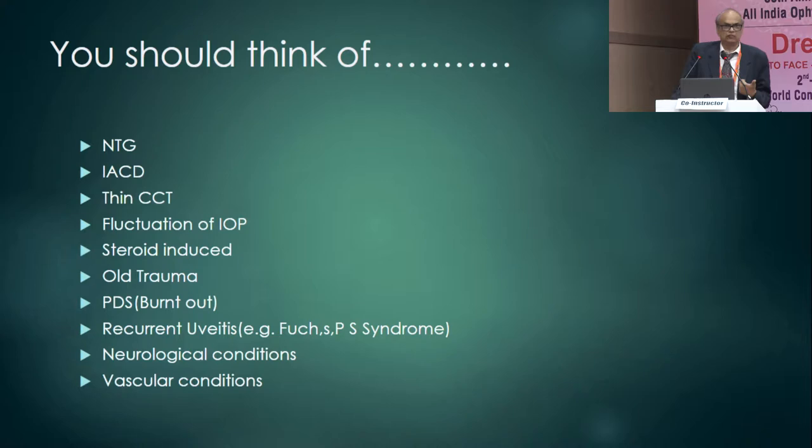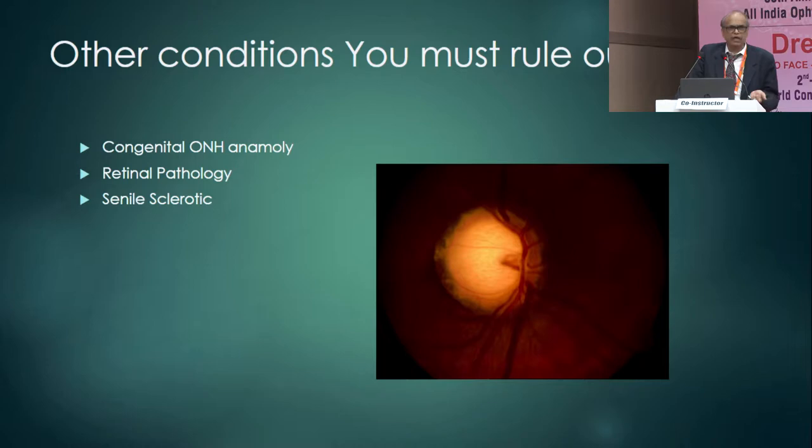Recurrent uveitis, particularly Fuchs and the Posner-Schlossman syndrome, where the patient has recurrent episodes of uveitis related to high intraocular pressure, and these repeated episodes may cause high intraocular pressure and may cause disc damage and visual field damage. And then there are certain neurological conditions and vascular conditions. In the vascular condition, particularly a very low blood pressure leads to a poor diastolic perfusion pressure to the optic nerve and the retina.